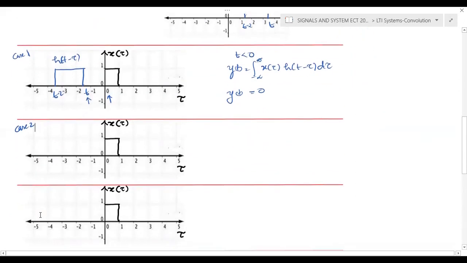The second case, we already consider t less than 0. And now we'll approach the case t is between 0 and 1. And assume that t lies between 0 and 1 means the back end of this waveform h of t minus tau will be here because it's a 2 unit.